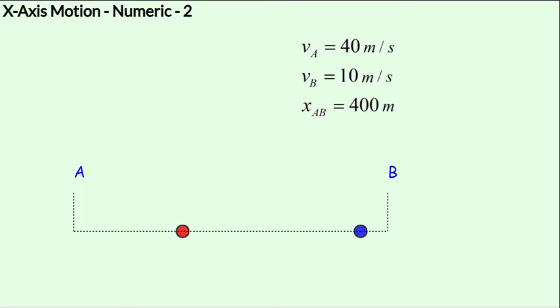How long would it take for the red and blue balls to meet at point C? Just like we did in the previous lesson, let's first solve this using the equations of motion, and then let's solve it again using the concept of relative displacements and velocities.